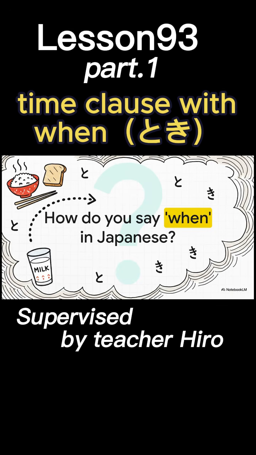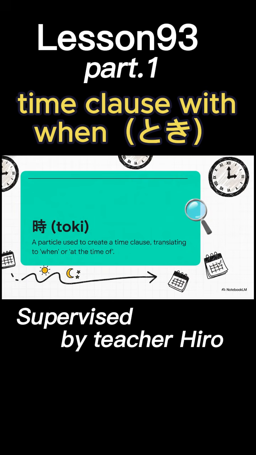Right? This is the big question, isn't it? How do you link a condition, like, say, eating breakfast, to something that happens at the same time, like drinking milk? It's a hurdle every single Japanese learner comes up against, and thankfully, the solution is just one powerful little word. And that word is Toki, pronounced Toki.